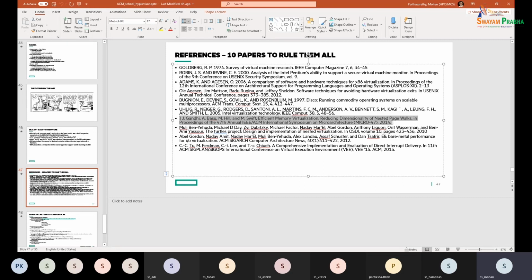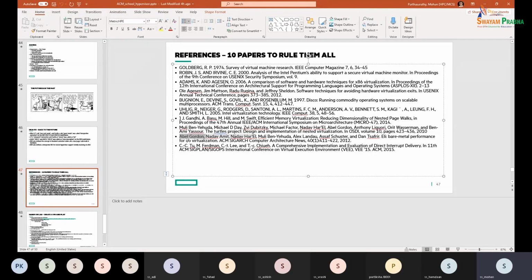This one talks about EPT and how we can handle some of the issues with the dimensionality of the nested page walks, which we saw, in terms of 24 accesses to memory, and how we can improve performance of that. And this one talks about nested virtualization. Interestingly, this paper is called the Turtles Project. There's a joke where someone says who's holding up the world, and someone answers that it's a turtle, and then who's holding up the turtle? Then the other person says it's turtles all the way down. So nested virtualization is like that. It's turtles all the way down.